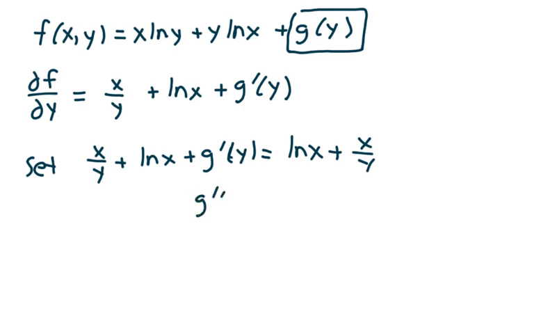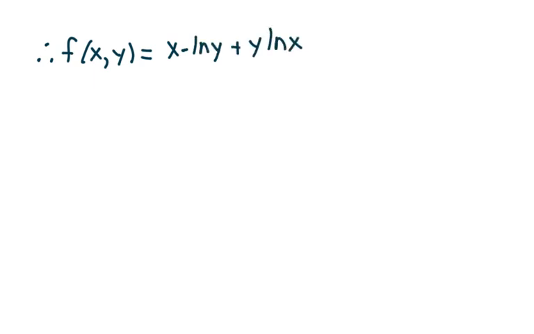That says g prime of y equals 0. So g of y equals k. And I'm done. I found my potential function. So f of xy is x times natural log of y plus y natural log of x plus some constant k.